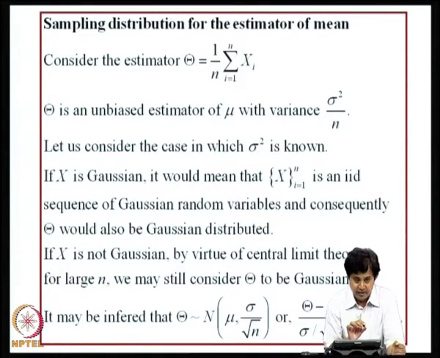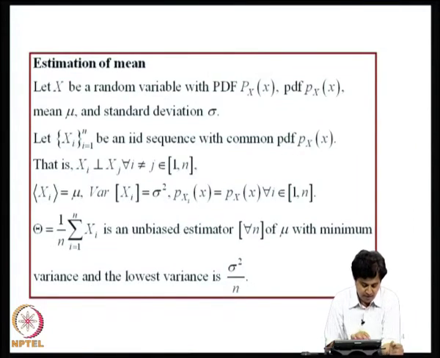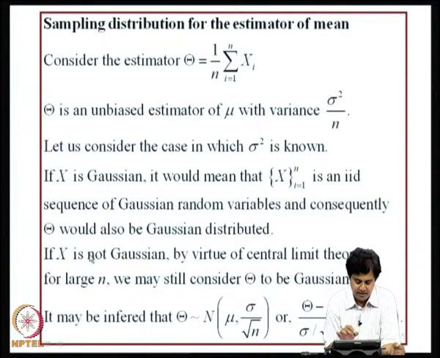Now, it is clear that since xi's are random variables here and theta is a transformation on random variables, theta is also a random variable. The probability distribution function of theta is known as sampling distribution for mean, and its standard deviation is known as standard error. So, we are now interested in postulating a model for the sampling distribution of theta. So, theta is an unbiased estimator of mu with the variance sigma square by n. Now, let us begin by considering the case in which variance is known.